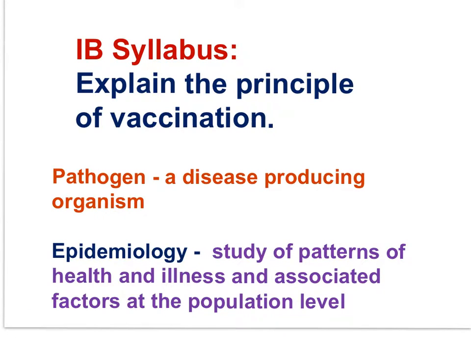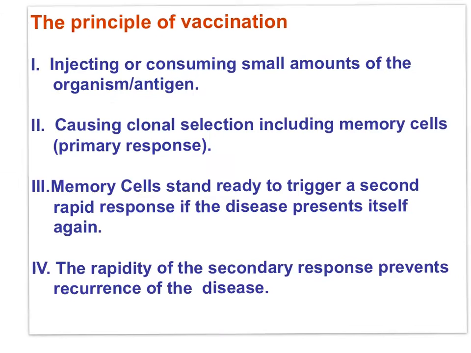Here's the next IB syllabus statement. Explain the principle of vaccination. The fundamental principle of vaccination is something you already understand if you understand the nature of memory cells following exposure to a pathogen. Vaccination is done as a part of healthcare, first injecting or consuming small amounts of the pathogen with the antigen, and then this causes clonal selection, including memory cells.